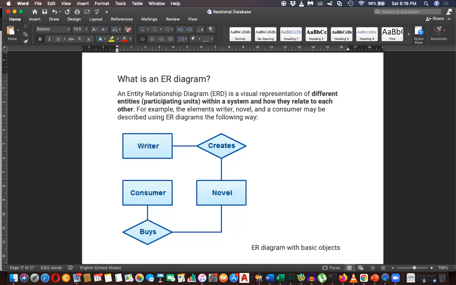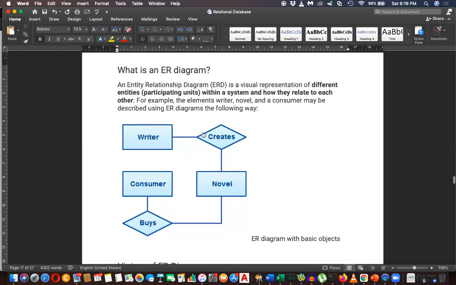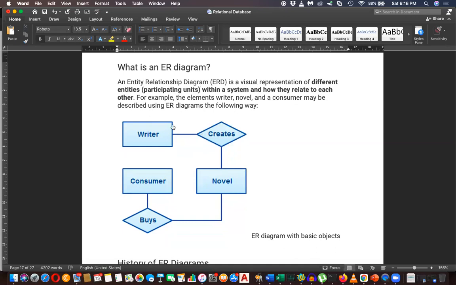So there's an example given. For example, the elements writer, novel and consumer may be described in ER in the following way. Let's forget that and look at what is happening here. A writer is someone who writes a novel. Writer writes novel, or writer creates novel. A writer creates a novel. I'll explain it with an example. Then we write it as a diagram like this. In the database, writer is one table, novel is one table, and the person who purchases that novel, the consumer, is another table.